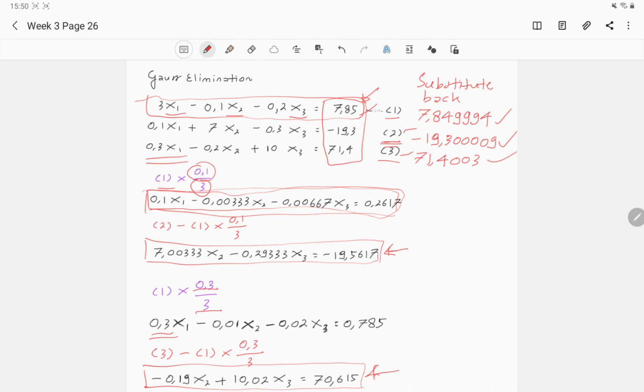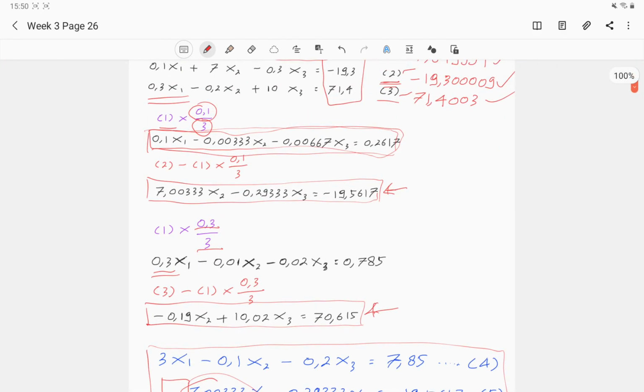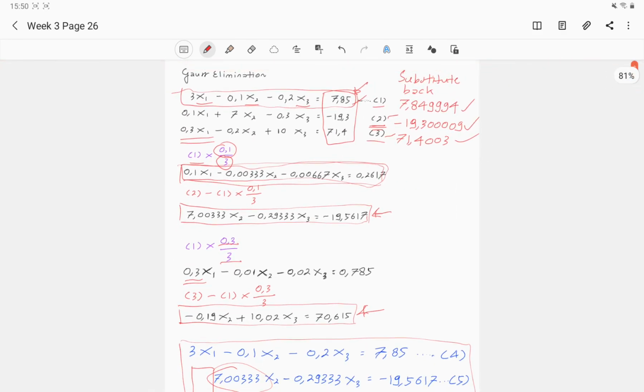So here we have shown a little bit of the details of how you do Gauss elimination, but using MATLAB functions, it is easy and can be done automatically.